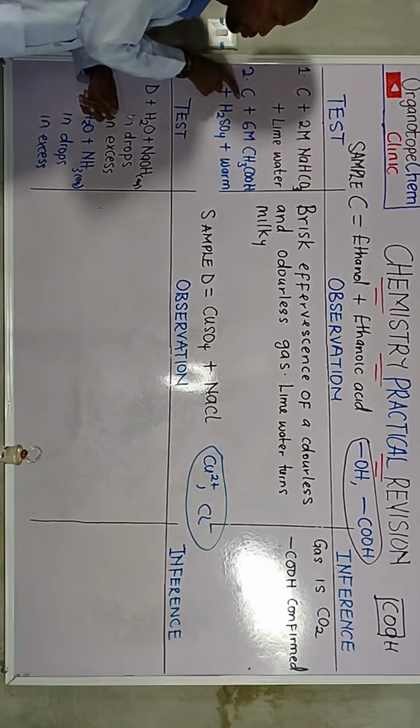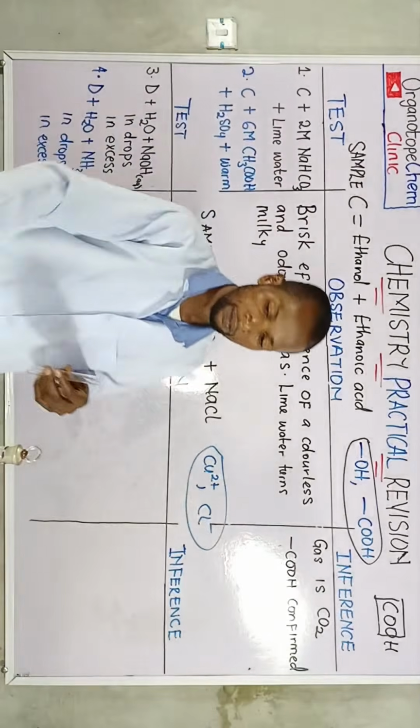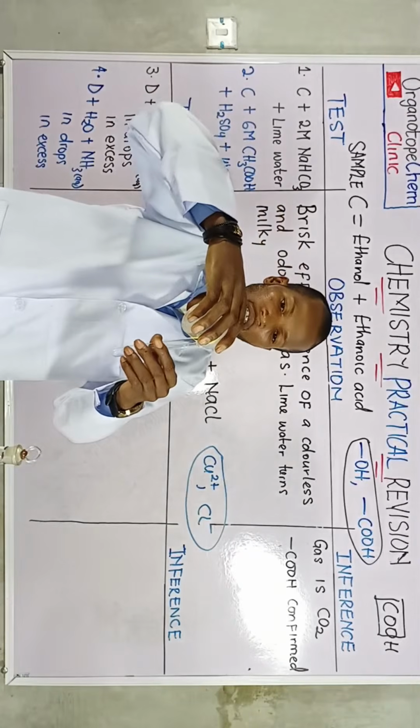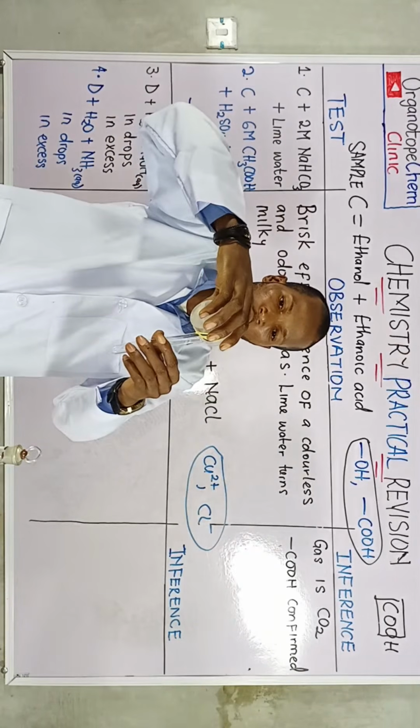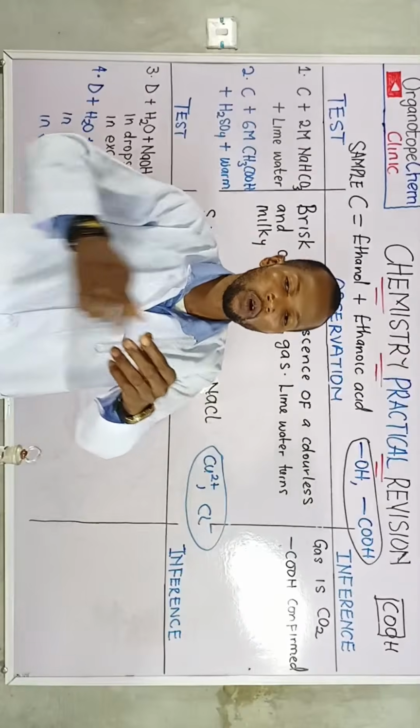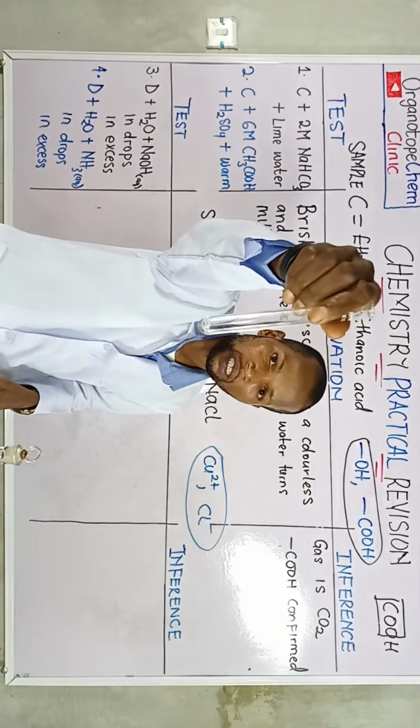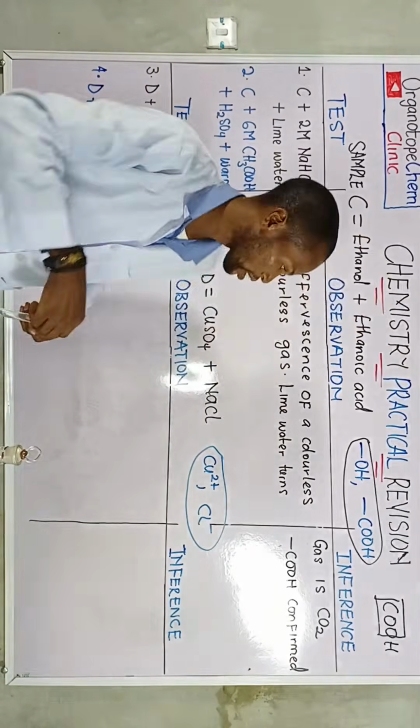So we take sample C. Let's take sample C. Here is sample C. Small quantity. I've shown you the small quantity required. See the small quantity, okay? So we've taken the sample C.